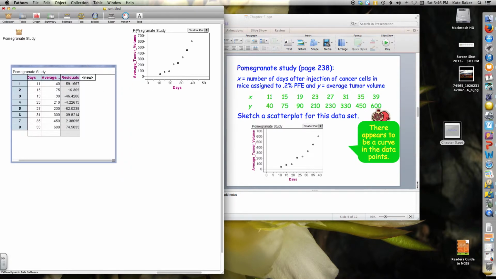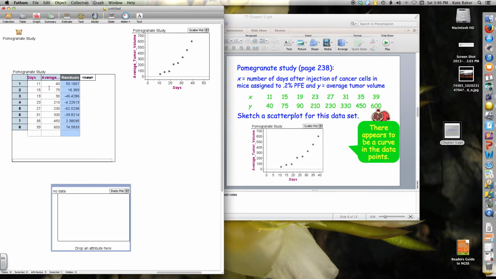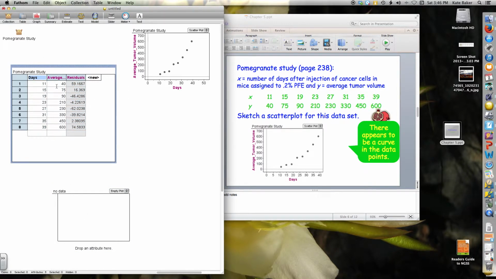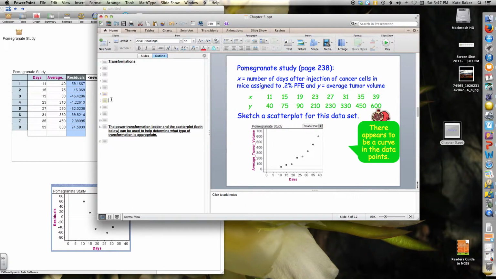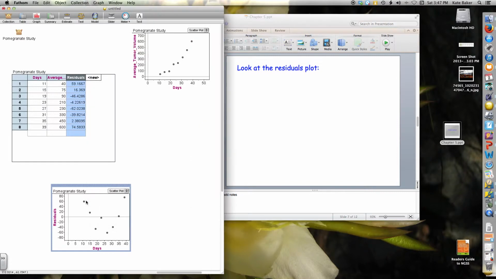If I were to find the residuals, which I can do pretty quickly on Fathom, and graph my days, oh my lord, if I graph days versus residuals, I see the very thing that I told you to look for, and that's a pattern. I see that curved pattern. That tells me it's not particularly appropriate to use a linear regression model. So there's our residual plot.